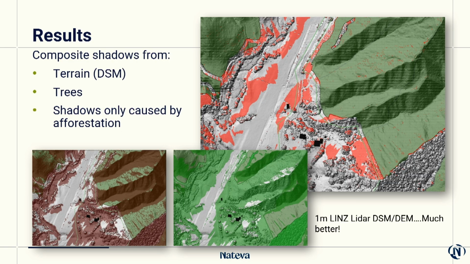So here's the result. In this case, much better results from the LiDAR DEM and DSM, but essentially doing the same thing. So creating shadows from the raw terrain, creating shadows from our terrain plus our trees that we're predicting to add, and then subtracting the two. So in red, that's showing the areas of shadow that are just caused by our predicted trees, and then seeing if they intersect buildings or any paved roads.